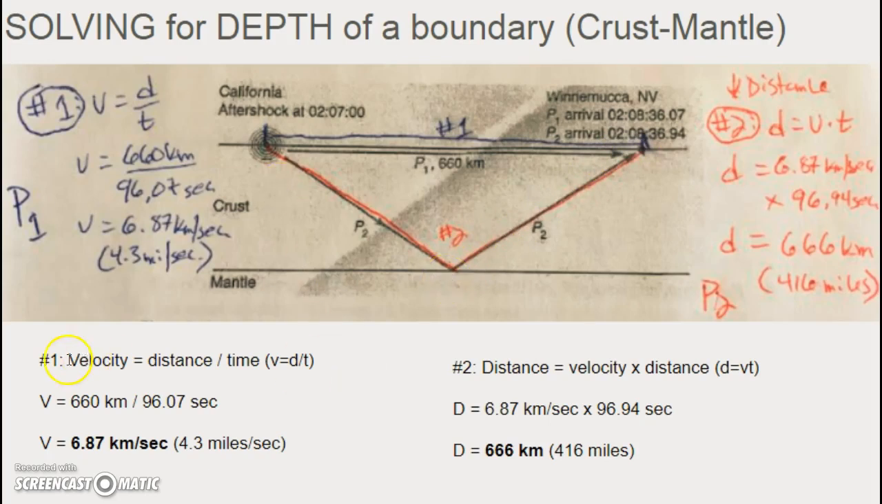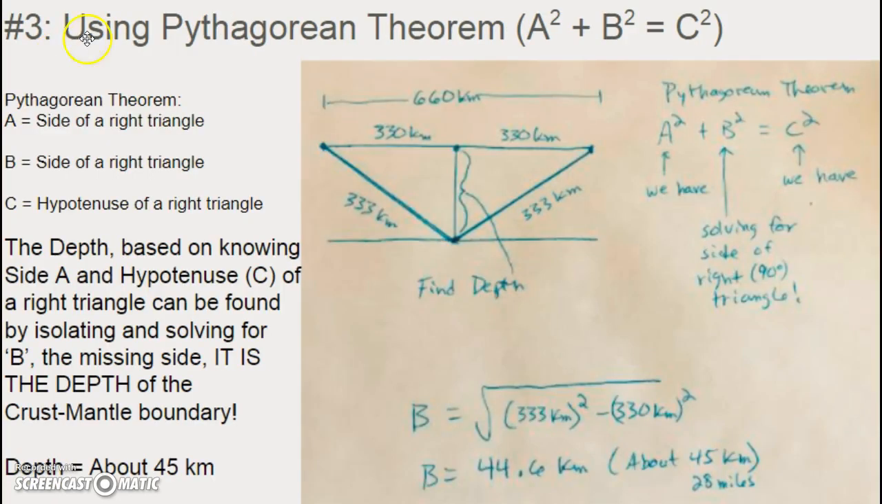So I have two. I have number 1, 6.87 kilometers per second, and I have number 2, which is a distance of 666 kilometers. I solved how fast this traveled, and now I solve for this distance for the reflected wave. Now we're going to put it all together. So using the Pythagorean theorem. The Pythagorean theorem is simply referencing a right angle, a right triangle. So if I know that 660 total kilometers, I can divide this and look at just this side of a triangle. In this case here, it's 330 kilometers. Or I could use this triangle. They're going to be symmetrical, so it doesn't matter.